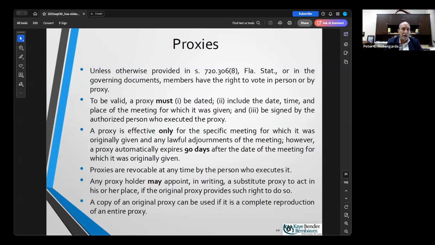A copy of a proxy can be used of the original if it's a complete reproduction of an entire proxy. So the proxies that are actually at the meeting don't have to be the originals if they're complete copies or reproductions of the original, including the signature and the date, time, and place. And it must be dated.